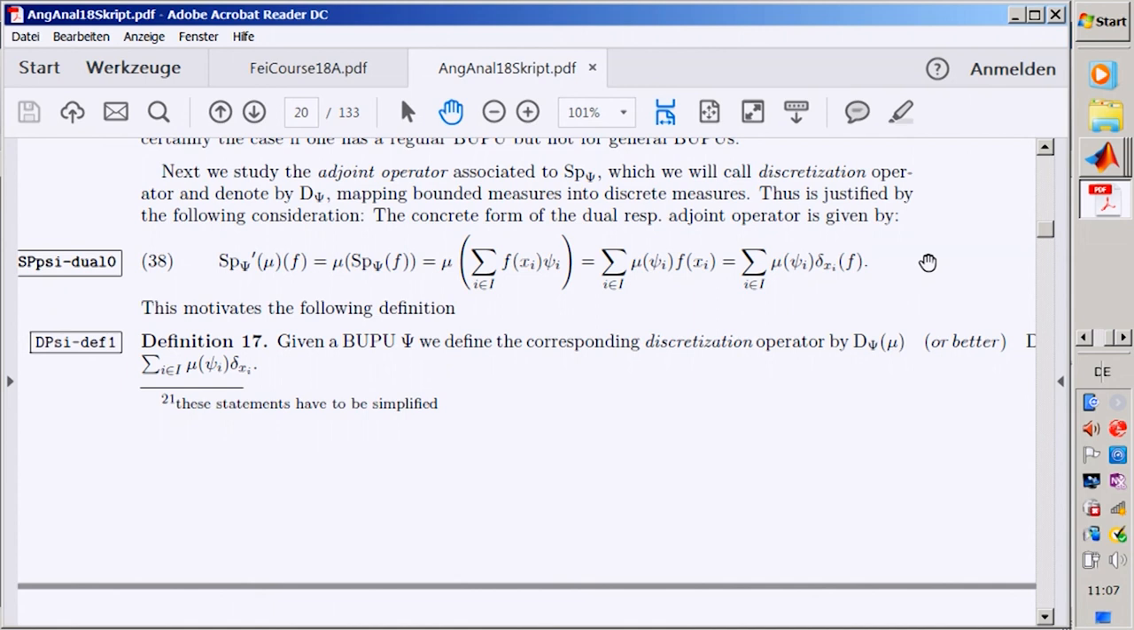So then the question is, what is a natural concept of approximation of a measure, now really thought of as a probability measure, mu, by a discrete measure?